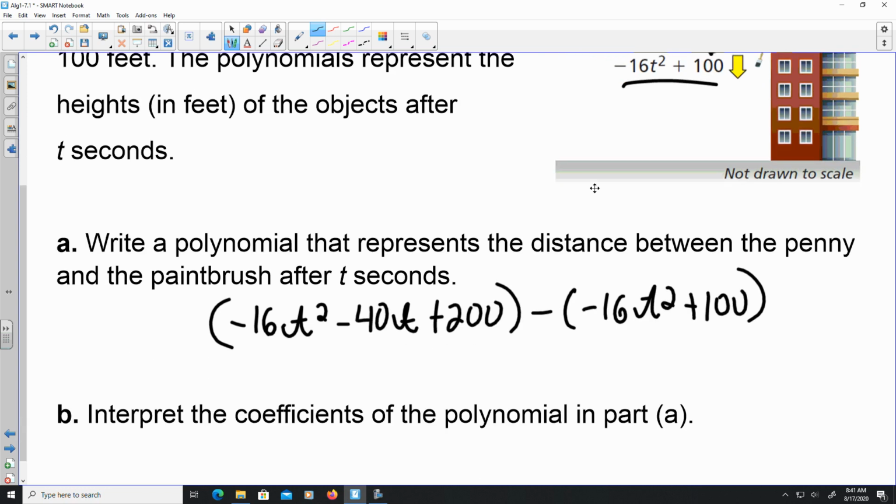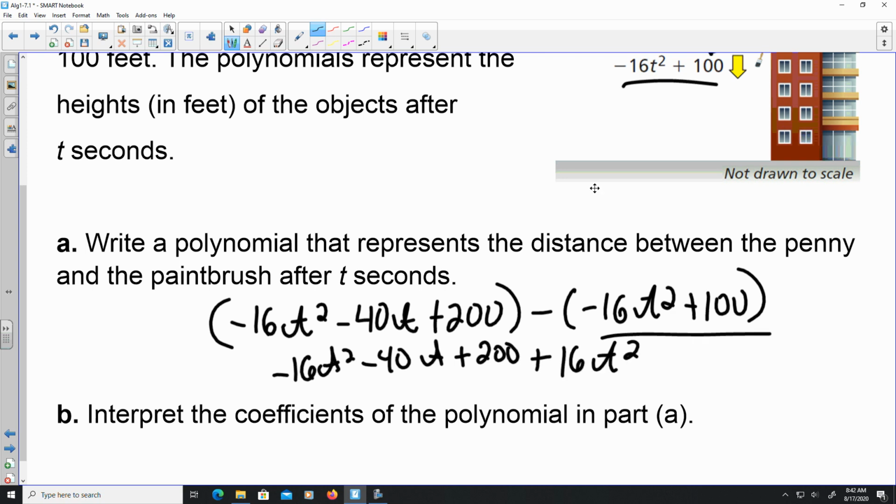And you're going to approach it the exact same way as you did in the previous problems. Because it's a subtraction problem, you're going to leave the first set of parentheses the same. If it's positive, leave it positive. If it's negative, leave it negative. And you're going to change the signs of the second set. So this is now positive 16t squared. This is now negative 100.